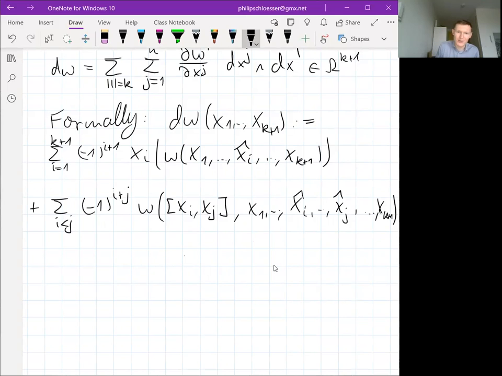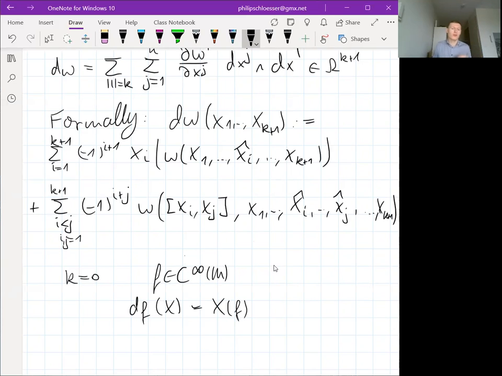I guess we can write down one special case for this, namely k is equal to 1. Or I guess, no, let's do k is equal to 0. So we have f in C infinity of M. What is df? Well, df takes one vector field, and those indices go from 1 until k plus 1. The second sum is just empty, and in the first sum we have exactly one term, namely X of f. Okay.